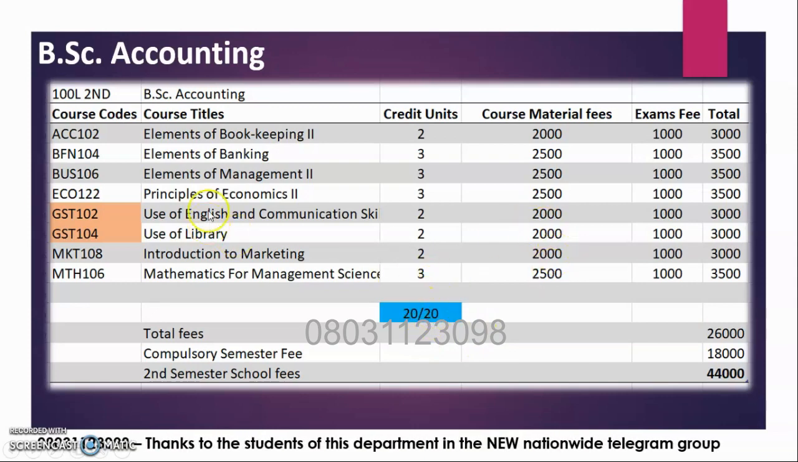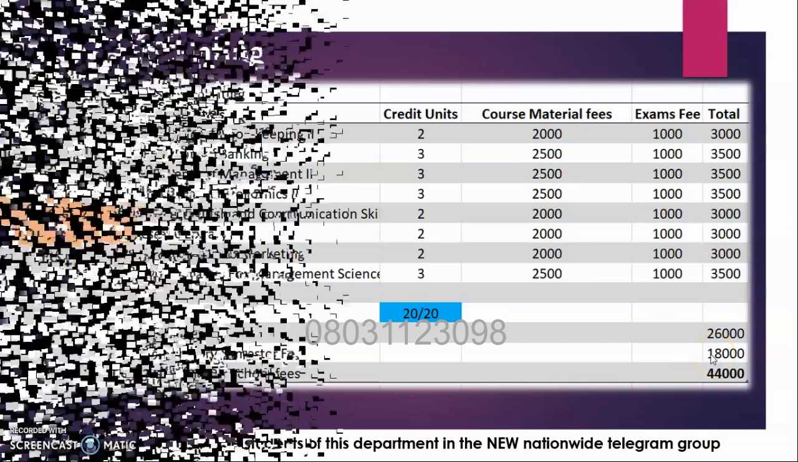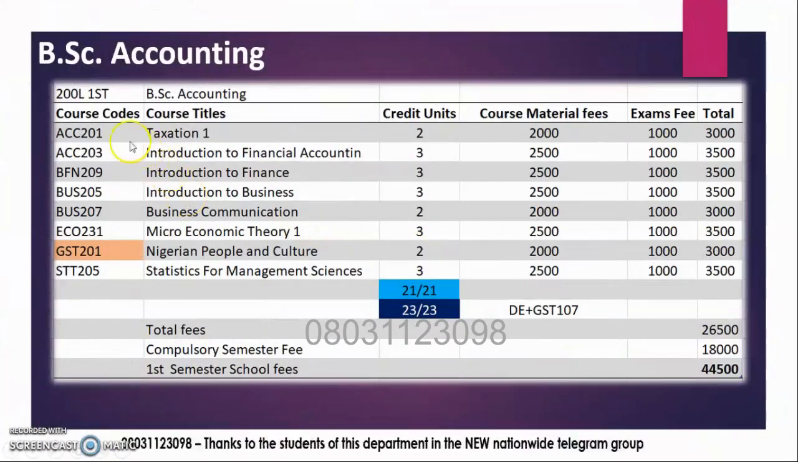You are expected to register all and pass all. And after all your fee calculation, you'll be paying 44,000. Here is the 18,000, no longer 36,000. Then 200 level first semester, you'll be paying.